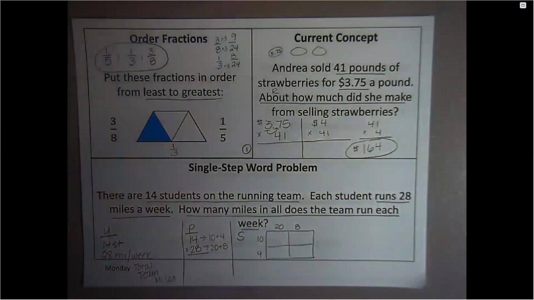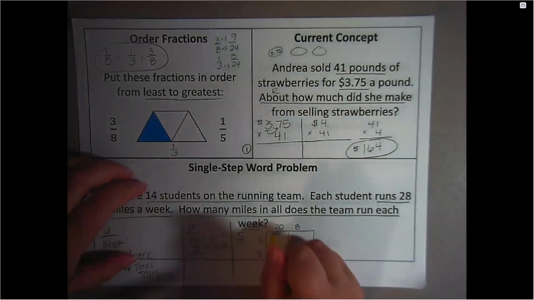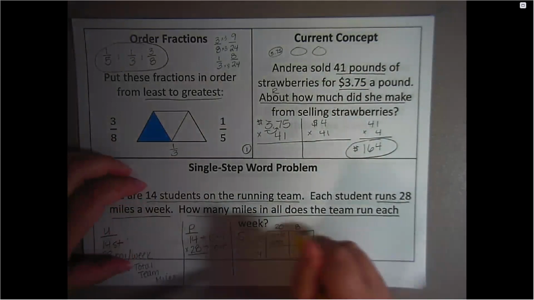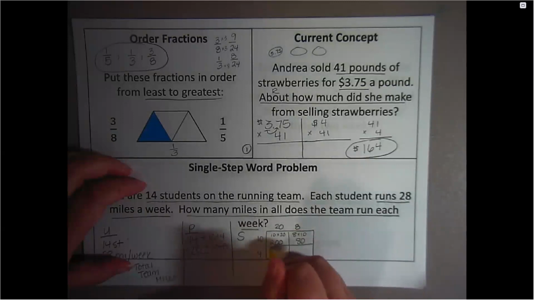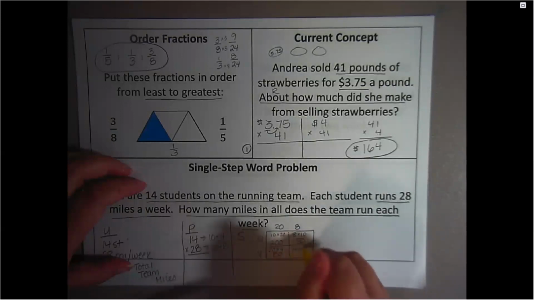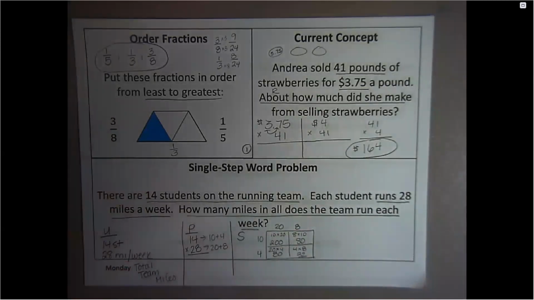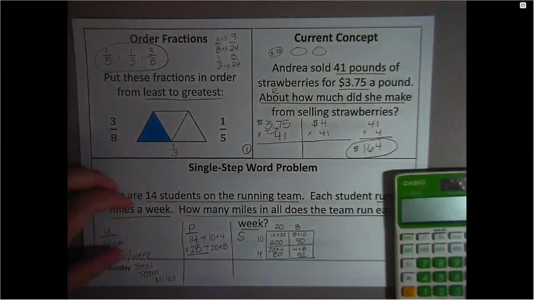All right. And I'm going to do 10 times 20. So that's 200. And 8 times 10, which is 80. And then 20 times 4, which is 80. And 4 times 8, which is 32. Now this is a word problem, boys and girls, so I can use my calculator. So I'm going to use my calculator to add up my area models.